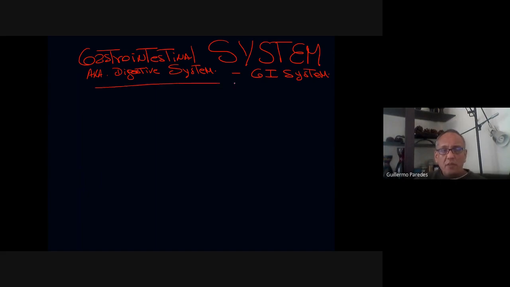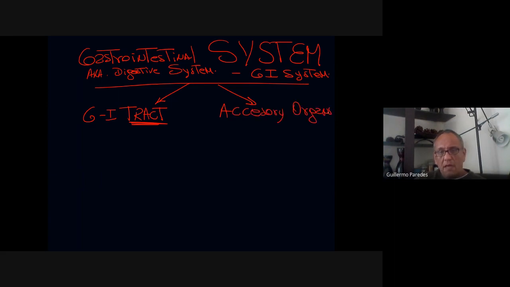Then the GI system is going to be divided in two main components. The upper GI tract, I said tract, I didn't say system, tract. All right, so let me reformulate this. I'm going to divide it into the GI tract and the accessory organs. Which are the accessory organs? All that belongs to the GI system.